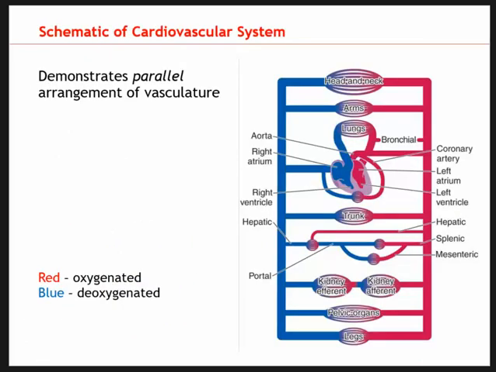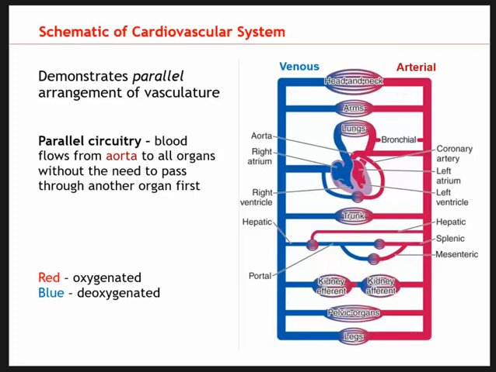So what's neat about our body is we have a parallel arrangement of vasculature. So what does this mean? Parallel circuitry basically just allows for blood to get to a certain organ or a muscle without having to pass through any other organ or tissue first. So it can get straight to that organ.